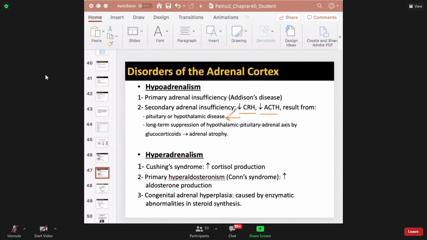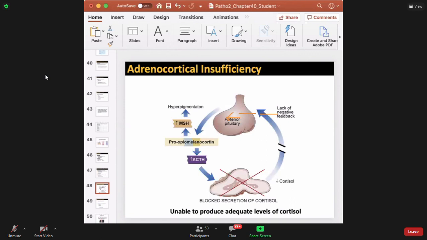And then if you have hyperadrenalism, that's too much. Maybe you've got too much cortisol, which is Cushing's. Maybe you have too much aldosterone, which is Conn's. Maybe you have a congenital hyperplasia where you're just making too many adrenal hormones. Okay. So here's something to think about, right?